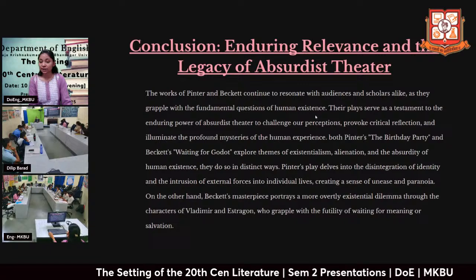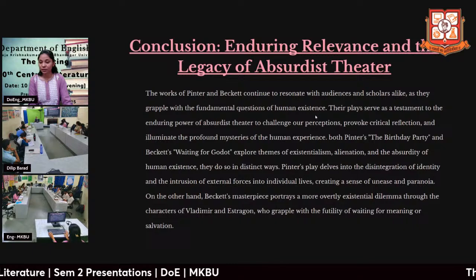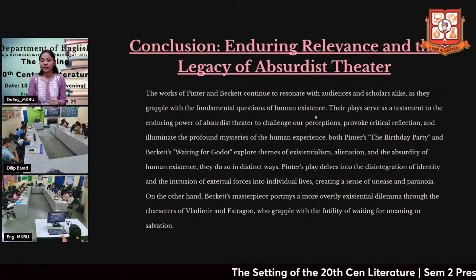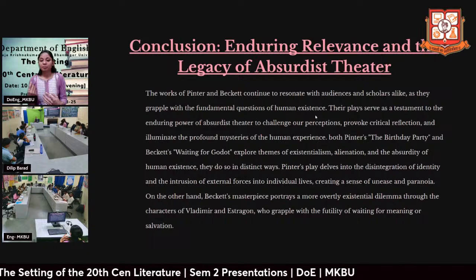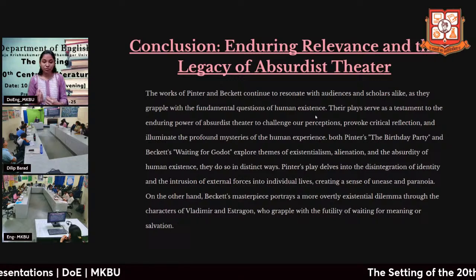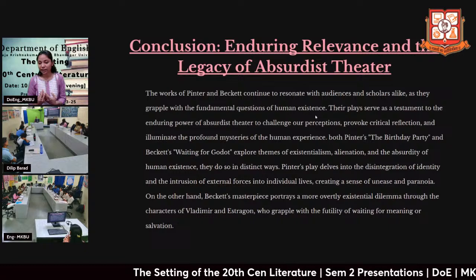Both Pinter's The Birthday Party and Beckett's Waiting for Godot explore the theme of existentialism, alienation, and the absurdity of human existence. They do so in distinct ways. Pinter's play delves into the disintegration of identity and the intrusion of external forces into individuals' lives, creating a sense of unease and paranoia.